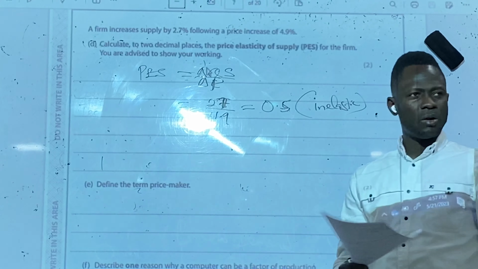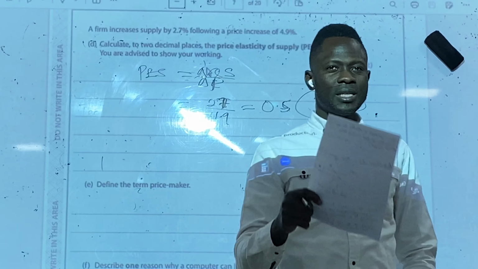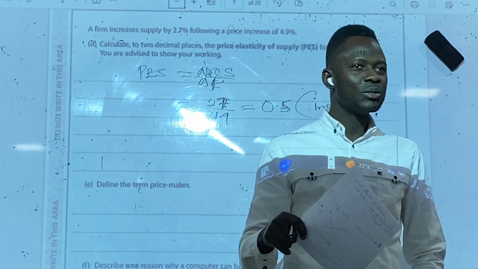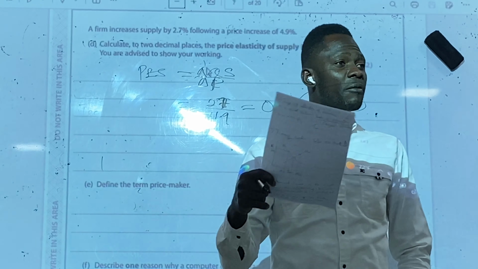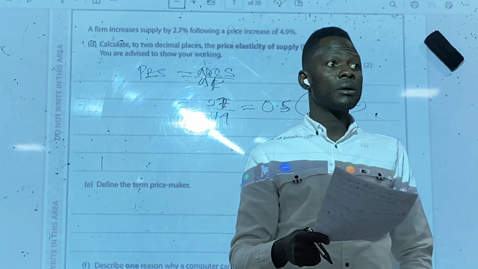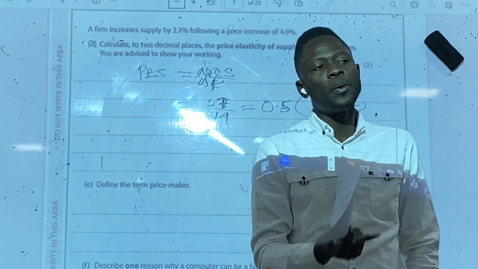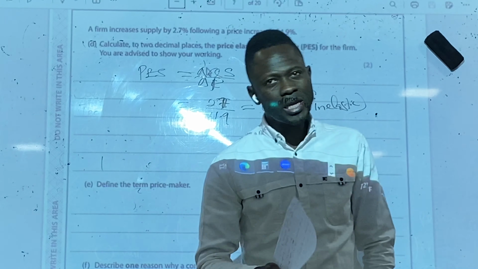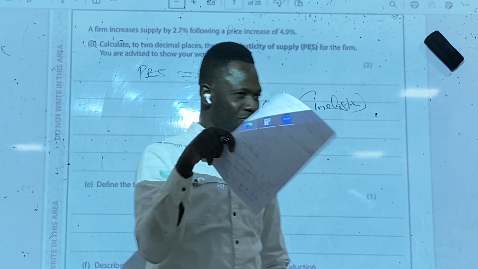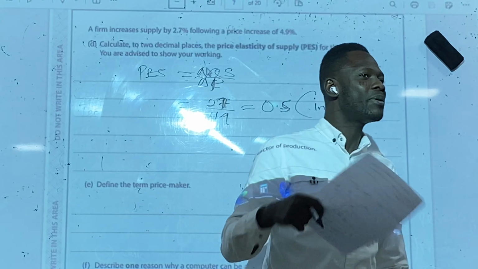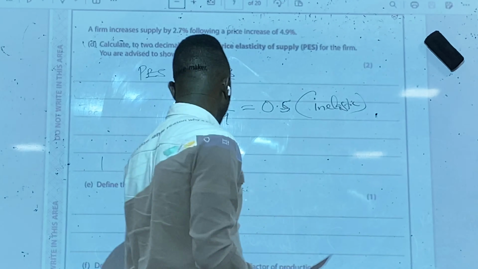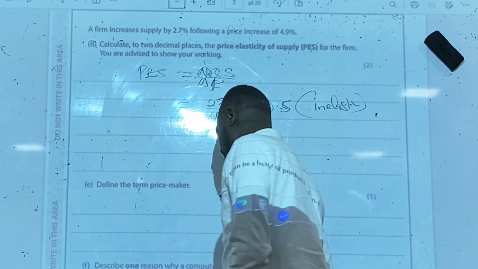Well, we call it a price maker because that firm is the only one in that market, or the only one dominating that market, so it sets the price. An example could be a monopoly. A monopoly is a price maker because it's the only one in the business. Do you get the point? So price makers are businesses that are able to set price in the market because of their dominance. Is it clear, please? So move on.